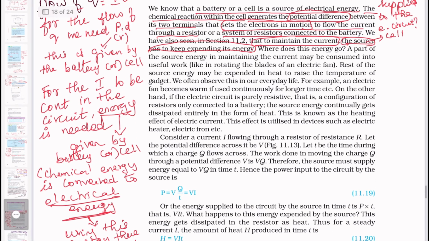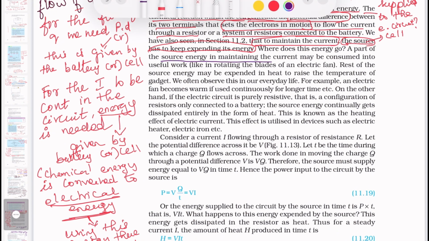The next few lines you see: a part of the source energy, which is maintaining the current, may be consumed into useful work. Like what are the useful work? Rotating the blades of an electric fan. Rest of the energy may be expended in heat. It is generated as heat to raise the temperature of the gadget. For example, an electric fan becomes warm if used continuously for a longer time.